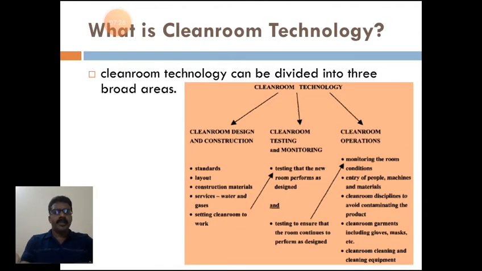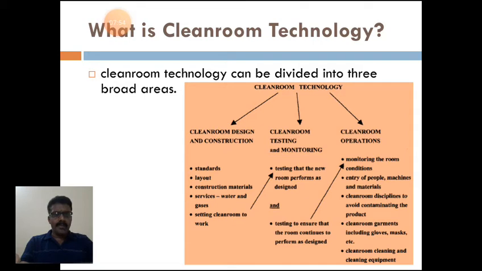So, what is clean room technology? Clean room technology can be divided into three broad areas. First one is clean room design and construction. So, wherever, for example, a pharmaceutical industry, first they have to design a clean room and construct it. Second one is clean room testing and monitoring. Once a clean room is installed, it should be monitored continuously for its performance.